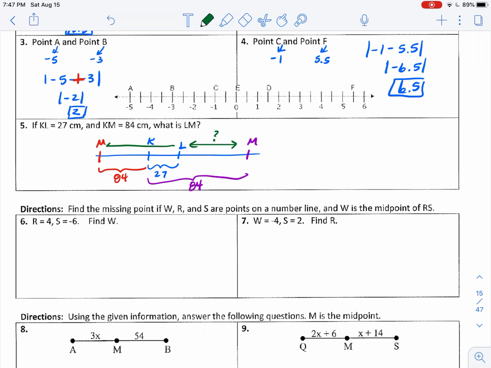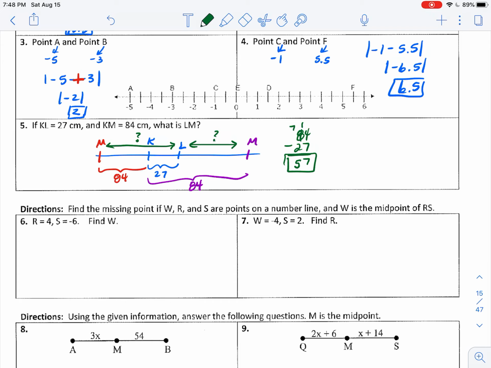Or is it this value? You're going to have 2 answers. So in order to find this first one, if the whole thing is 84 and this piece of it is 27, then we find the difference. So it would be 84 minus 27. Do a little subtraction. 57. So we could say that L to M, if M is on the right, is 57 units.